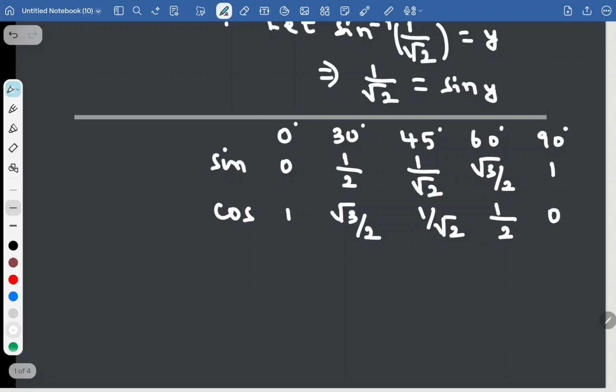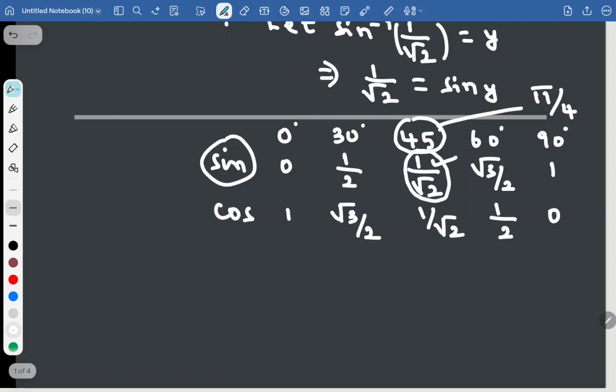See, we have to identify which degree value gives sine equal to 1 by root 2. The value is 1 by root 2. See here, 45 degree. If I convert into radian, it is nothing but pi by 4. Therefore, sine pi by 4 is equivalent to 1 by root 2.